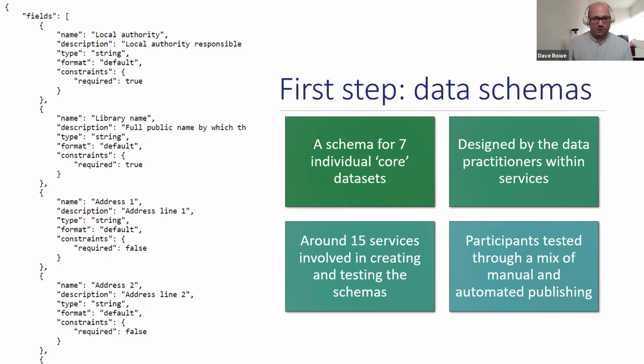And the first step was to create data schemas. This is where Frictionless Data comes in. With a group of others, we looked at creating 7 core data sets, which are the data sets I've just described in a couple of the previous slides, so membership, events, those kinds of things. It's by no means a comprehensive set of data about what libraries hold and what goes on in libraries, but it felt like a good core that everyone could get to a standard of publishing.